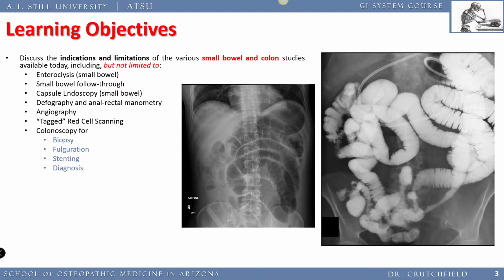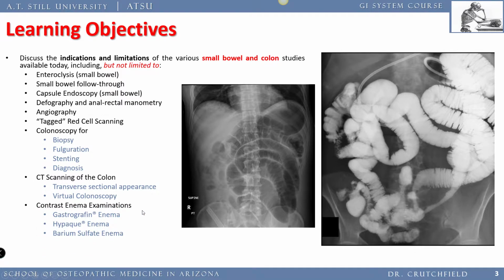We're going to talk about colonoscopy and how it can be used for biopsies, stenting, diagnosis, and fulguration or cauterization of polyps or lesions. Obviously, we have to mention CT scanning of the colon. We're going to talk about how the transverse colon looks on a colonoscopy and how that is very easy to identify where you're at when you're doing a colonoscopy because of the triangular appearance of the transverse colon. We'll talk about virtual colonoscopy, what it is and how it's indicated.